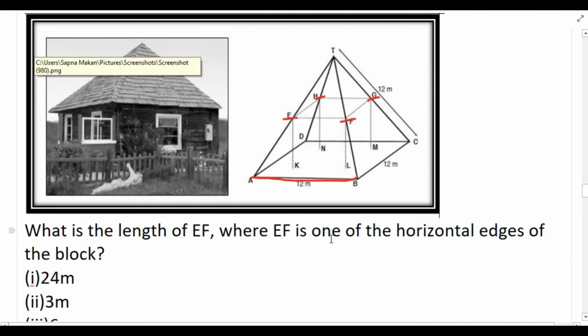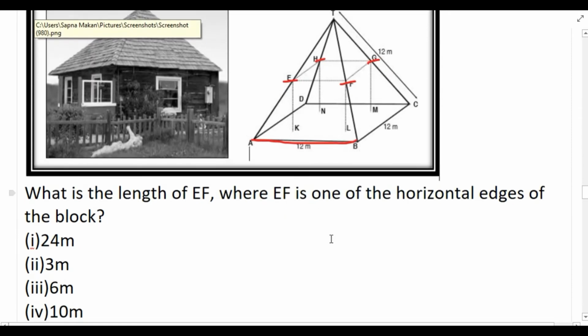Now the question is, what is the length of EF, where EF is one of the horizontal edges of the block? So we can say that it is just half of 12 meter. This will be 12 divided by 2 because E is the midpoint. You can write it as 6 meter. Definitely it will not be 24 meter. By seeing itself you can make out this is bigger and this is smaller, so definitely it is not going to be 24. This problem is based on scale factor, and they have given clearly E and F at the middle points. So it is divided by 2. 12 divided by 2 is 6 meter.